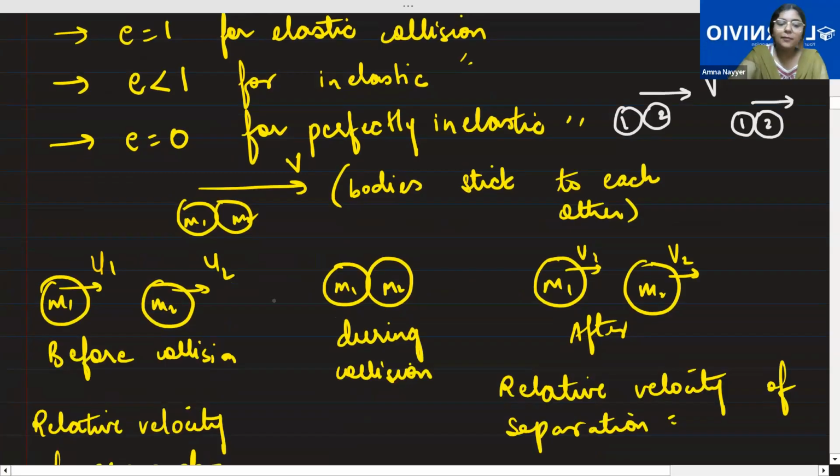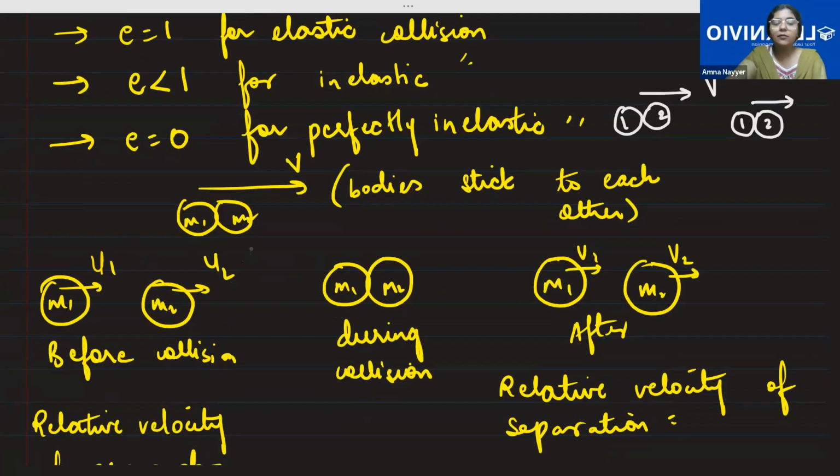So usually what happens before collision, there is the initial velocity of the first body as u1, mass m1. Initial velocity of the second body u2, mass m2. During collision, they collide among themselves.